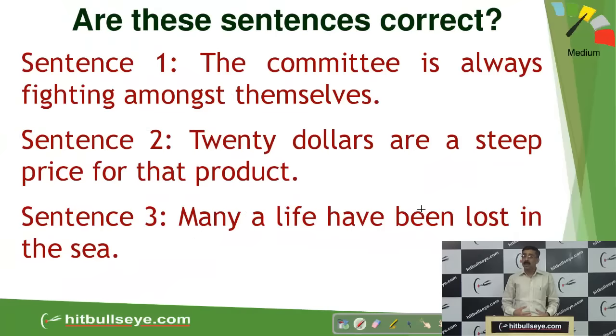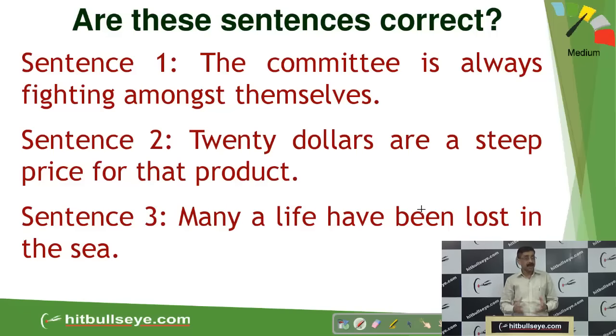Read the given sentences very carefully and try to pick up the error, and we'll try to correct the error. Let us look at the sentences now. So sentences are right now on your screen. There are 3 sentences. Sentence number 1, the committee is always fighting amongst themselves. Sentence number 2, $20 are a steep price for that product. Sentence number 3, many a life have been lost in the sea. So these are the 3 sentences. Take your time, and if you have to come back to these sentences, take a pause and come back. Let us look at the answers.